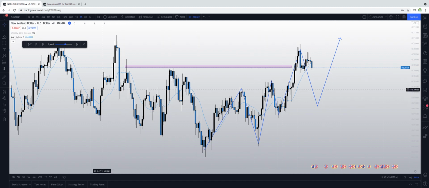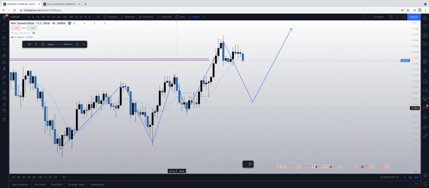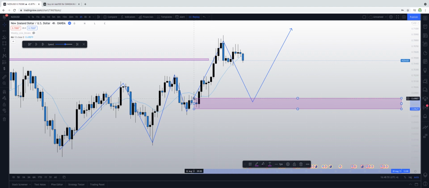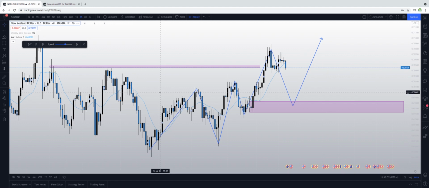And as we can see here on a 4-hour, we have an order block, an institutional move right here. So we're going to go ahead and mark that up. So now we have market structure.